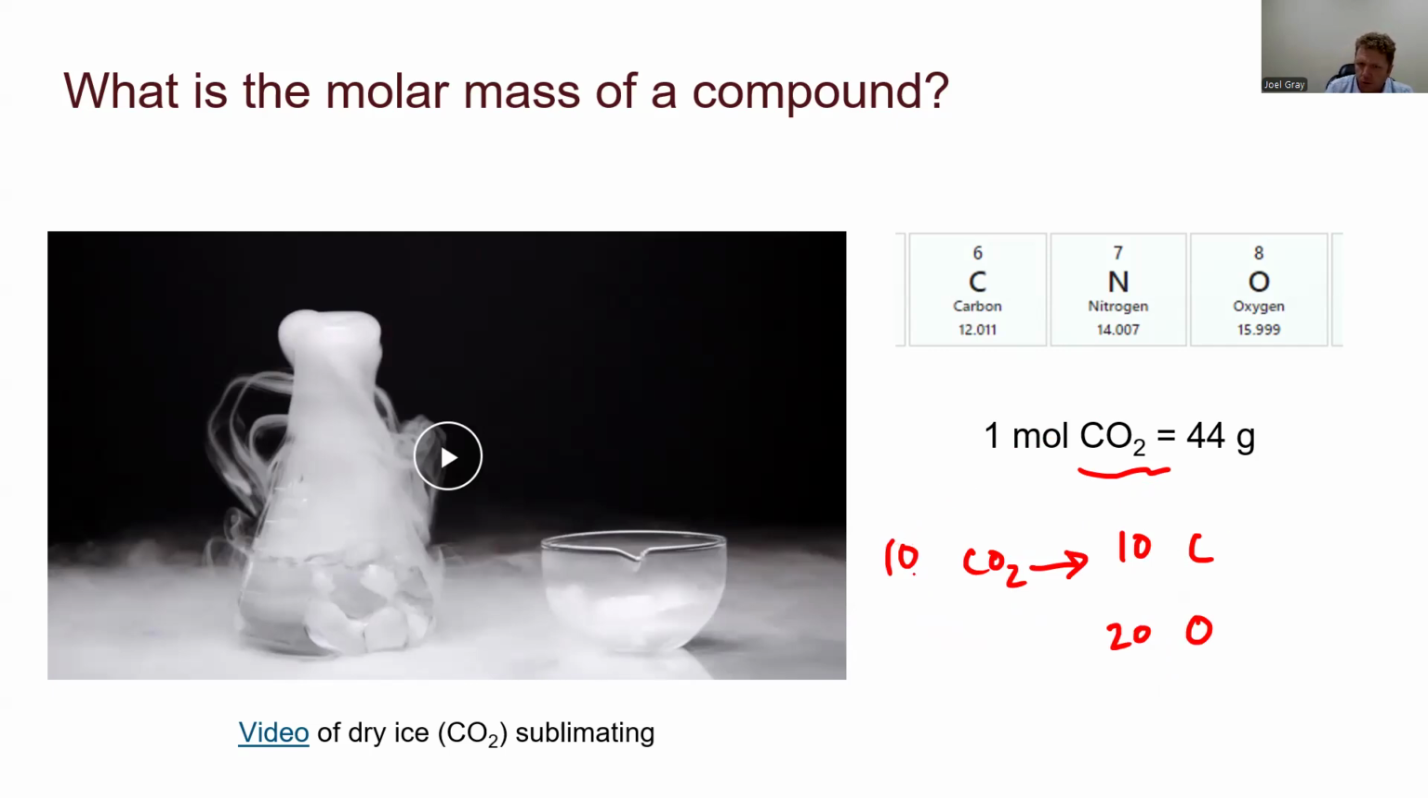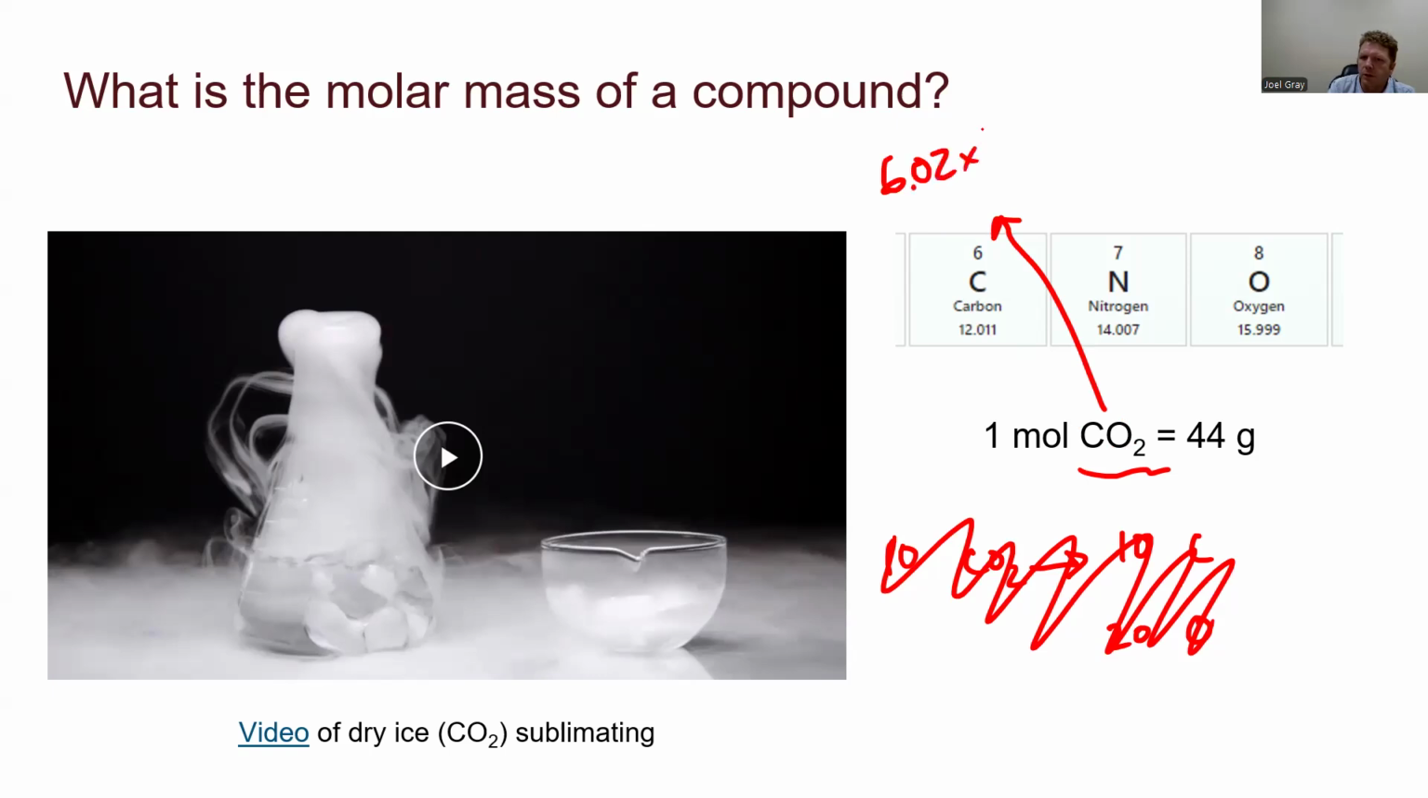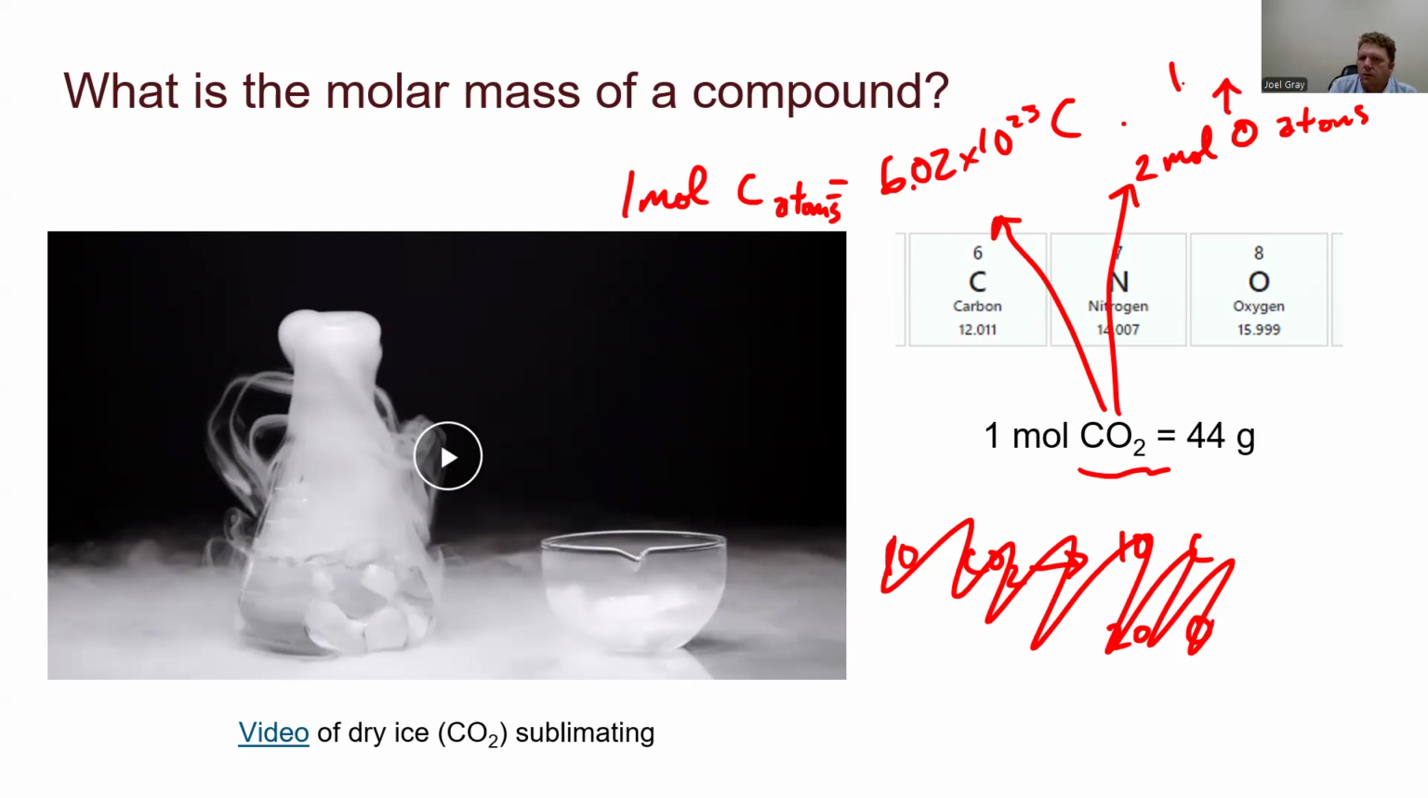So now, let's erase all that. If you have 1 mole of CO2, you have 6.02 times 10 to the 23rd carbons, which is the same as saying you have 1 mole of carbon atoms, C atoms. Then you have 2 moles of oxygen atoms, which is the same as saying that you have 12.02 times 10 to the 23rd oxygen atoms.